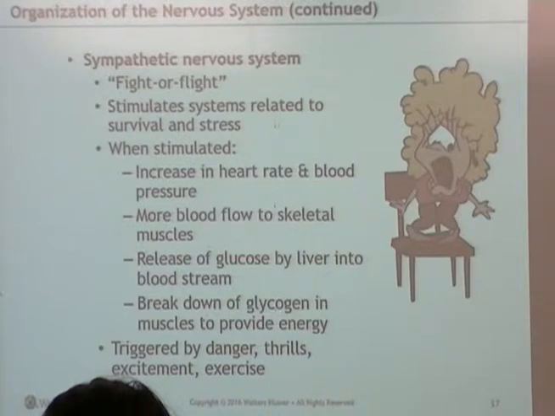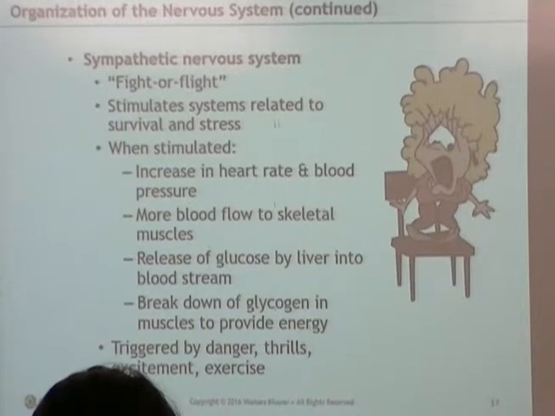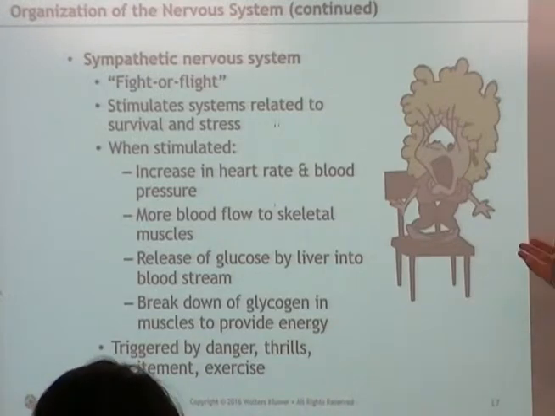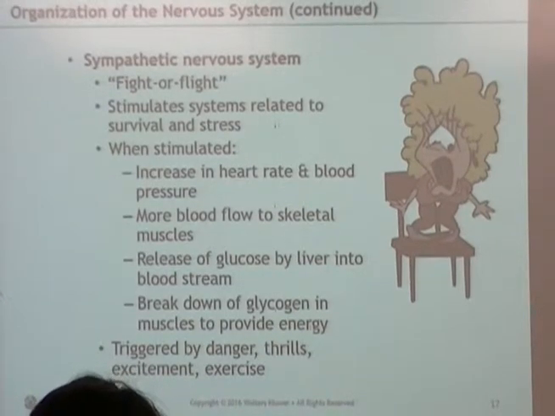Release of glucose by the liver. So liver is our backup glycogen storage. Okay. And if I'm going to need lots of ATP, I'm going to need lots of carbohydrate to make that ATP quickly. So when we're stressed, we also start to break down glycogen in the liver and dump it into the bloodstream so that the muscles can pick it up and make ATP.